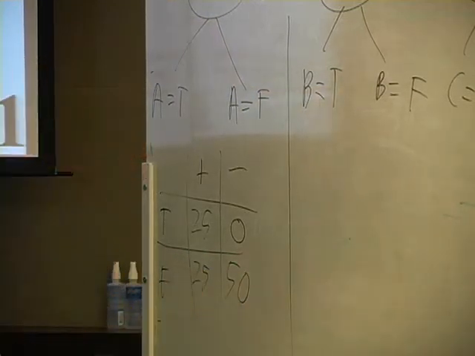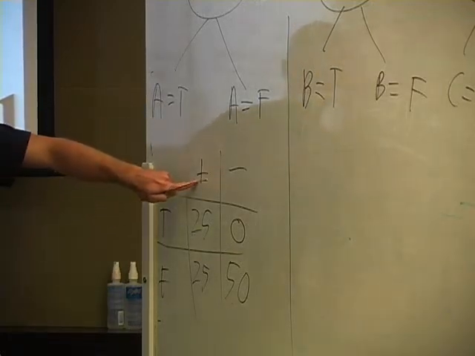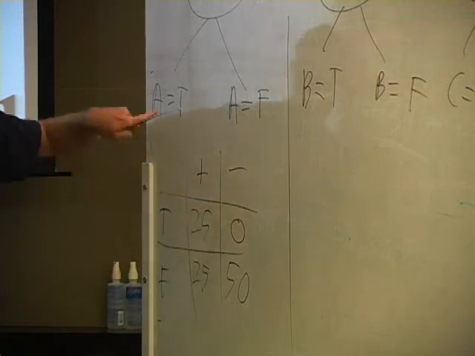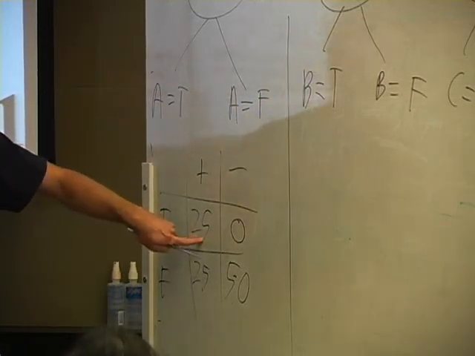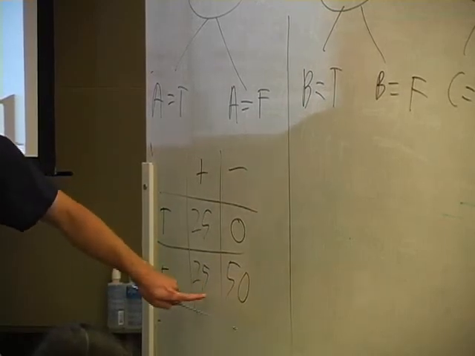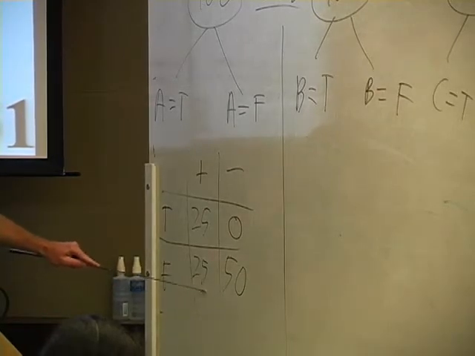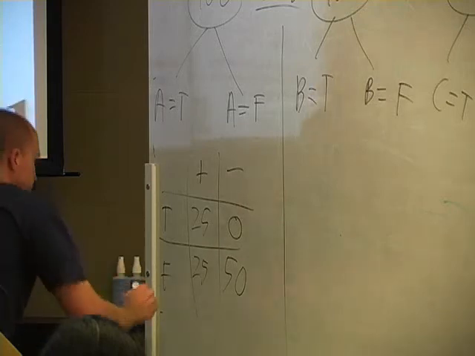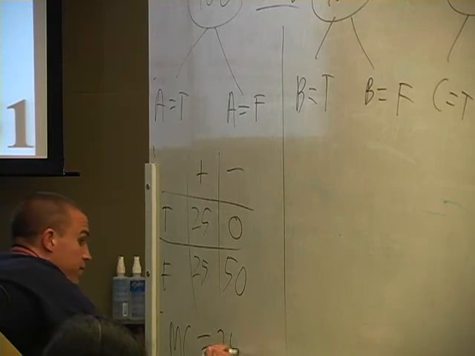Okay, so if that were my split, what I would do is every time A equals true, I would call this the plus class because it's actually homogeneous. This node is actually perfect. I would stop right there. That one's 25 to 0, and I would call it the plus class. This one I would call the negative class, because it has 50 negatives and 25 positives. So I would be getting these 25 wrong. This one would give me a misclassification error rate of 25%.